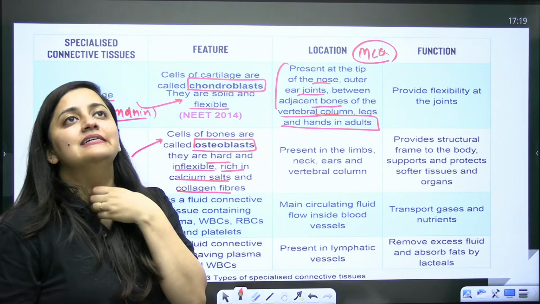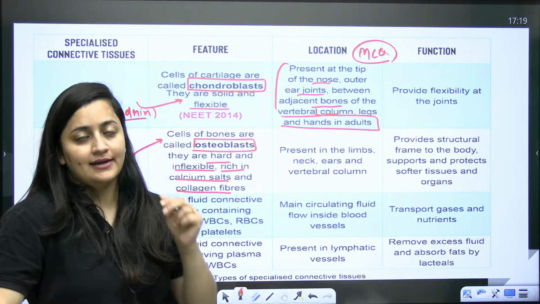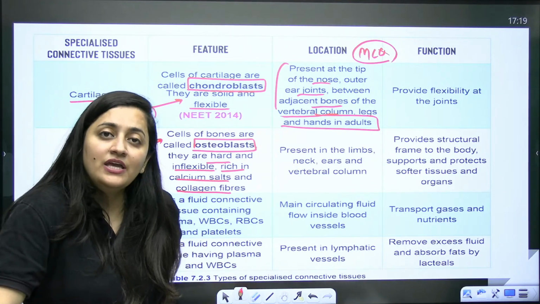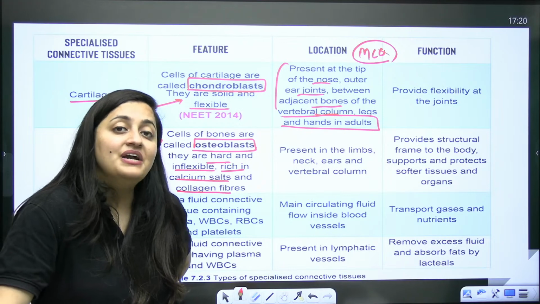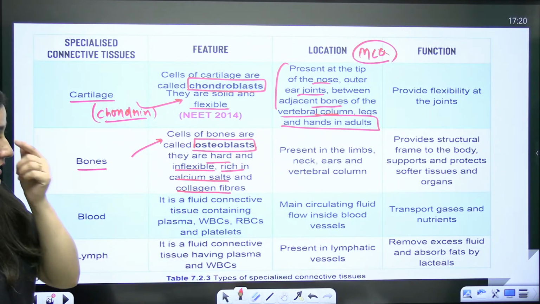In your larynx also we talk about the cartilages. The external ear joint also has cartilages. In between the vertebral column, we have intervertebral discs that are also cartilages. So examples are important. Clear, bache?